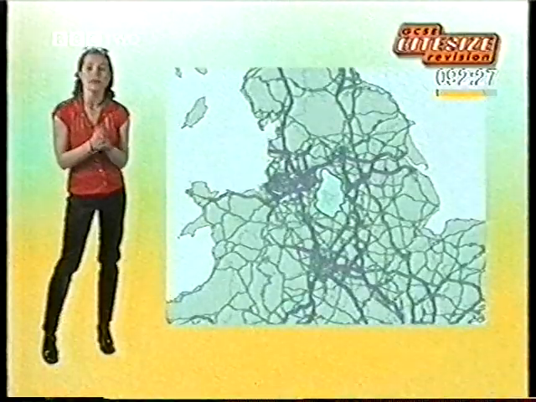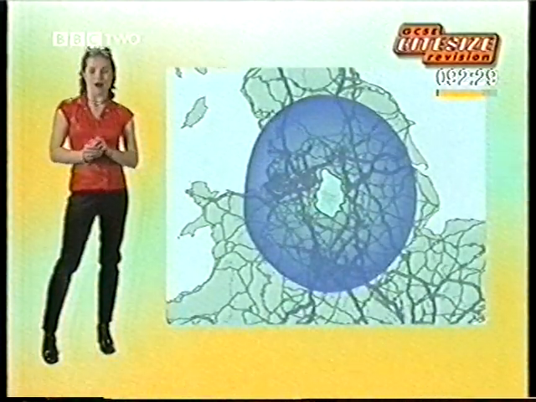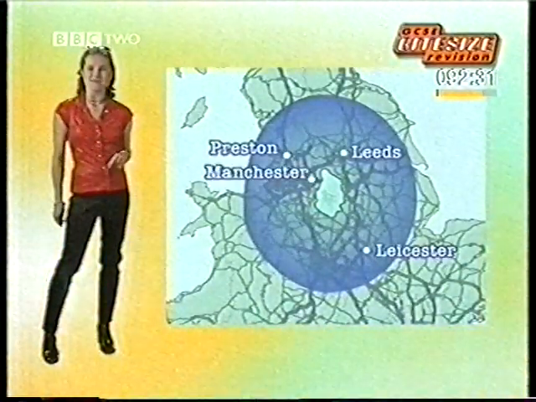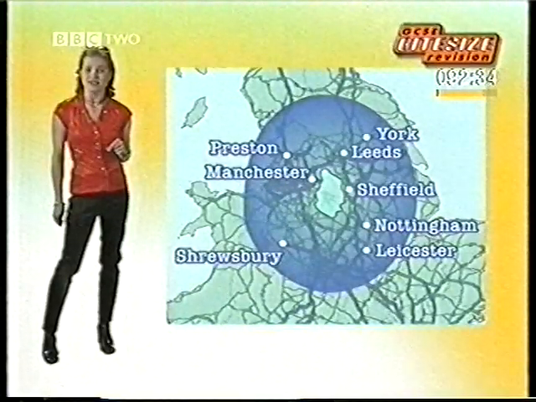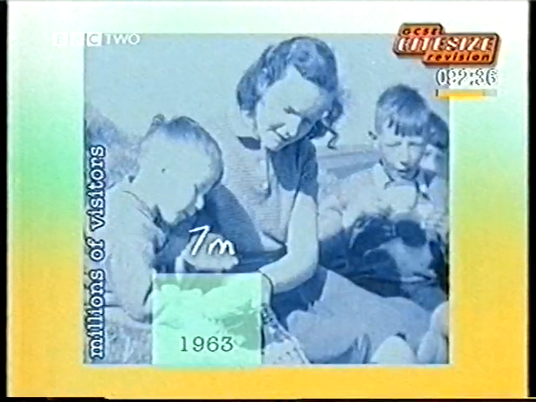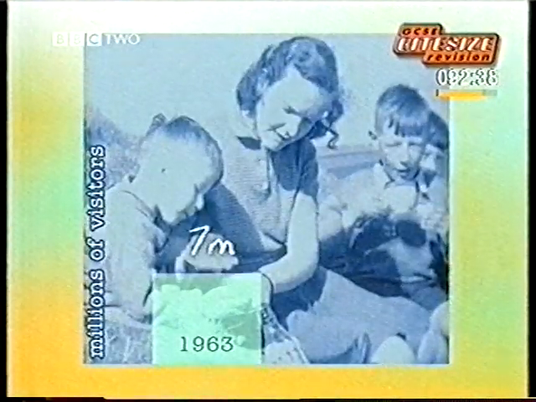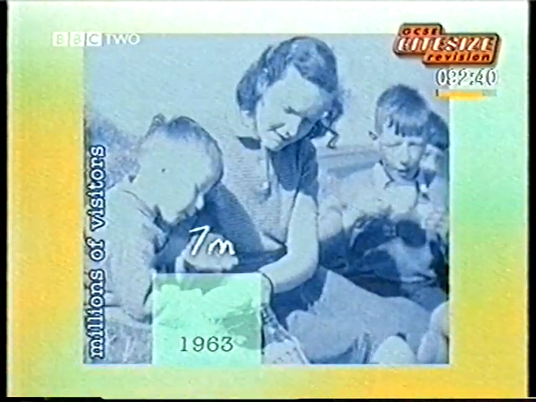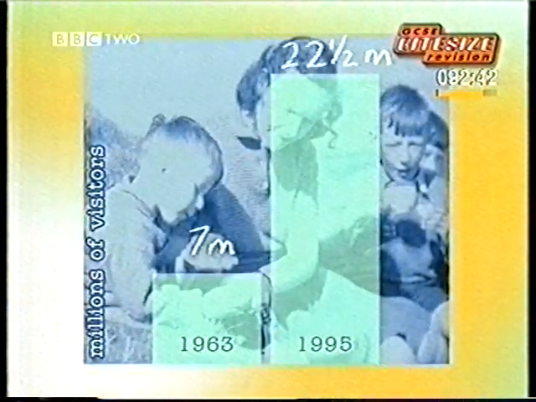So how many people can get to the Peak District National Park? Well, 17 million people live within 60 miles of the park. That's more than live within 60 miles of London. Here's how many visitors came into the park in 1963. And here's how many in 1995.